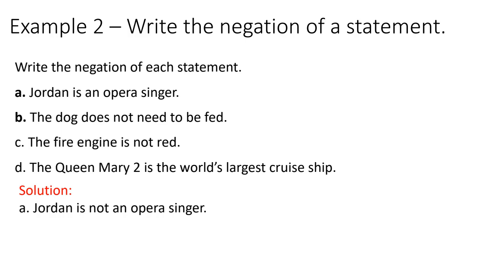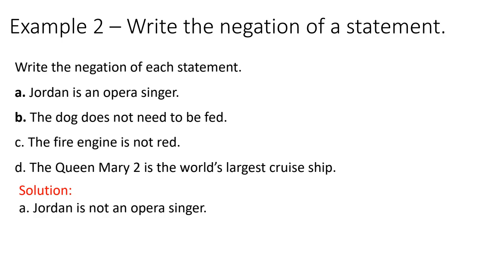At this point, we're only writing the negation. The instruction is just to write how the negation would sound. Do not worry whether it's true or false. Just worry about creating the negation. So if I start with Jordan is an opera singer, then the negation is Jordan is not an opera singer. So with negations, most of the time, all you need to do is include the word not. If something is, then the negation would be something is not.